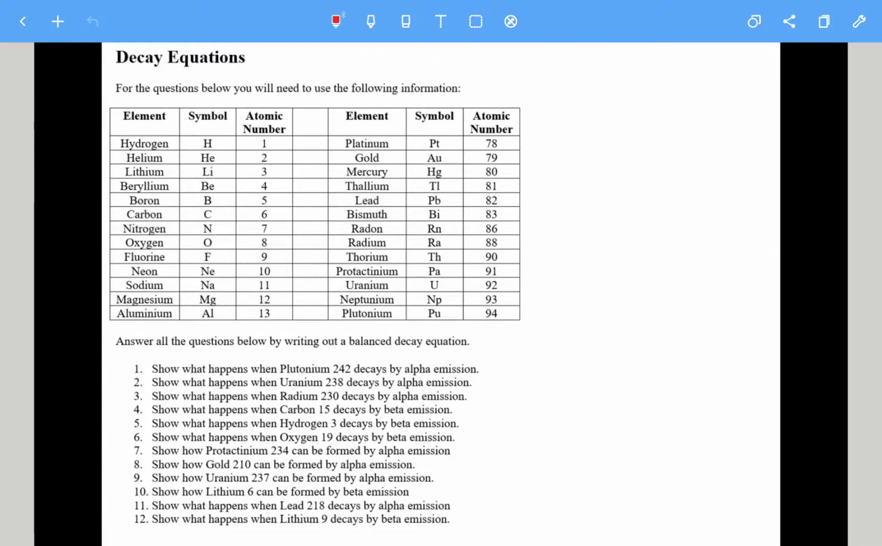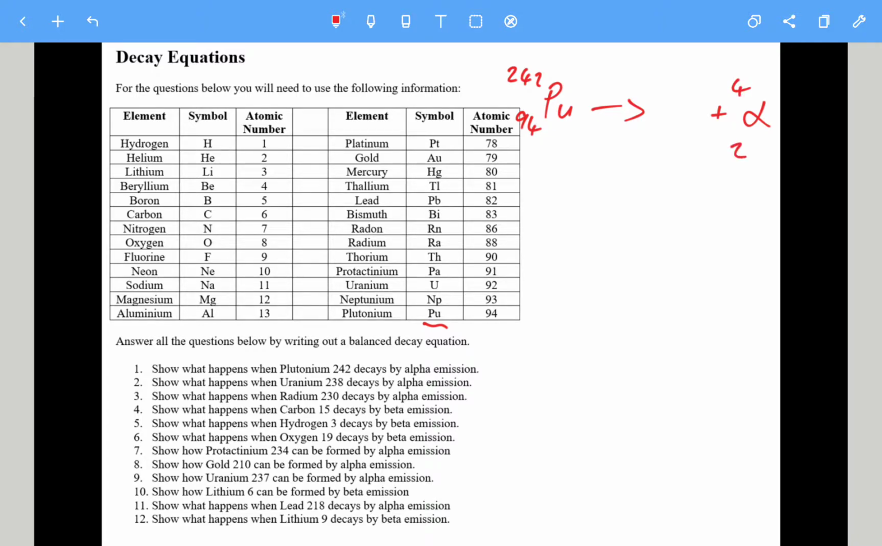So the first one, for example, is show what happens when plutonium-242 decays by alpha emission. We've got plutonium-242 for the mass number, and the atomic number is 94. That's the total number of protons. And it decays by alpha emission. So I'm going to put the alpha emission in first: alpha, 4 and 2, just so it's really easy to get the numbers.